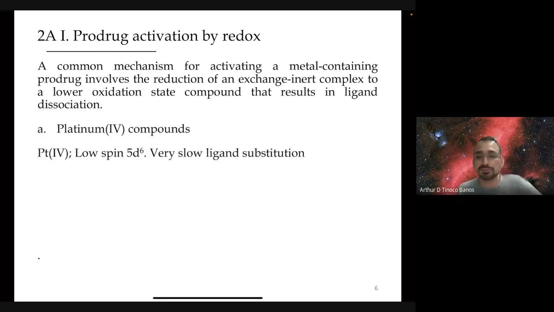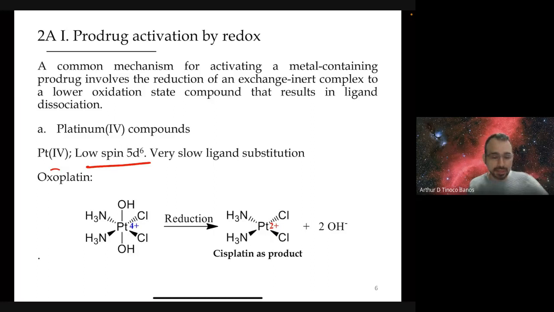As an example, let's focus on platinum-4 compounds. You are all experts now in platinum-2. So let's see how that insight about platinum-2 feeds into attempts to work on platinum-4 compounds. Platinum-4 is low spin, 5d6, and so has very low ligand substitution. The same thing is true for platinum-2 in terms of being ligand exchange inert. So that's not different. But what is different, and that is built into oxoplan, a platinum-4 compound, is that it is octahedral. Remember, platinum-2 is square planar.